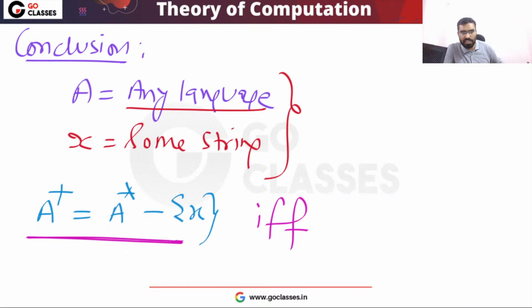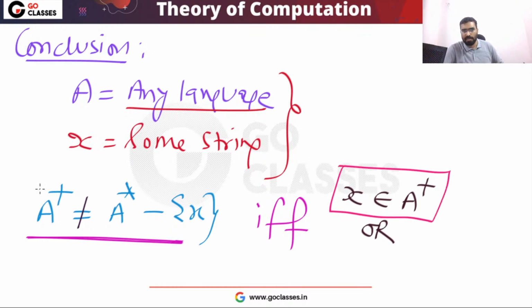These are small tricky questions, but these are nice questions. What is the if and only if condition for this? If this does not happen, that is, A plus is not the same as A star minus x, then what will happen? If and only if x belongs to A plus, then this will happen. Then definitely I can say you are removing this x from A star, so definitely this is not equal. Or what can happen?